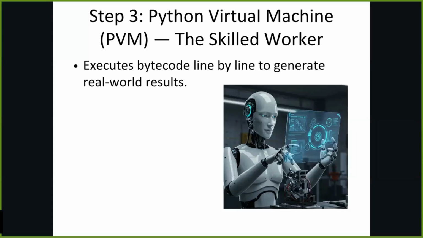So you may imagine the PVM as a skilled worker who reads the universal guide and performs the actual task. These tasks may include displaying the output on the screen, performing calculations, or handling files and user interactions based on the instructions you wrote in your Python code. So this is the final step where your instructions produce visible outputs.